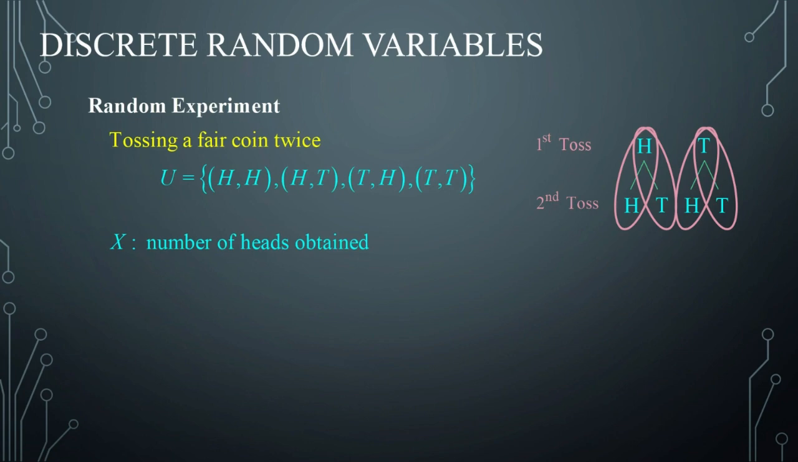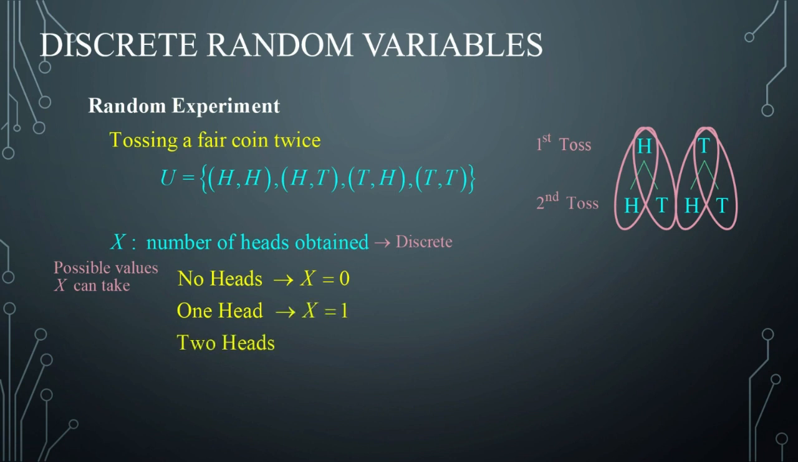Now let's take the random variable considering the number of heads obtained, which in this case is a discrete random variable. When defining a random variable, we must specify the possible values that the variable can take. For this random variable, when tossing the coin twice, we can have no heads, which gives x equals 0. We can have one head, which gives x equals 1. And we can have two heads, which gives x equals 2. So x can take the values 0, 1, and 2. And these are called the elementary events of the random experiment.